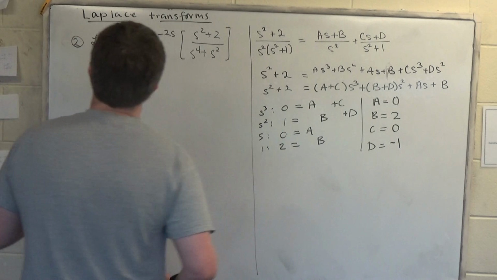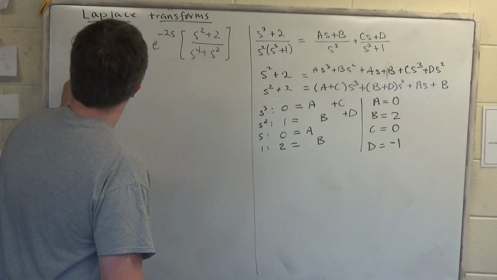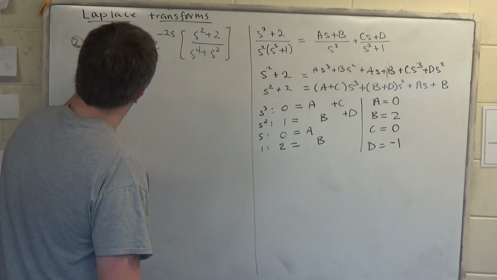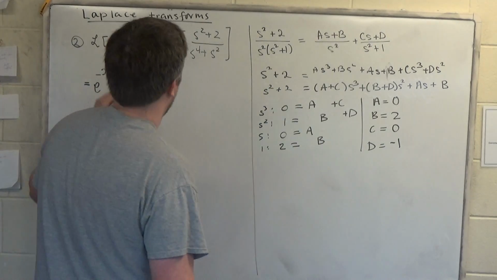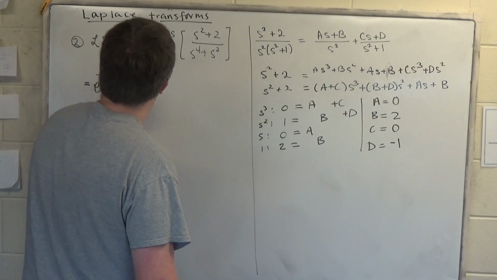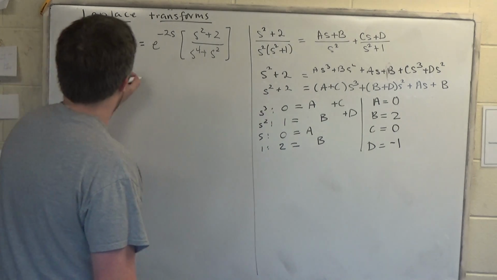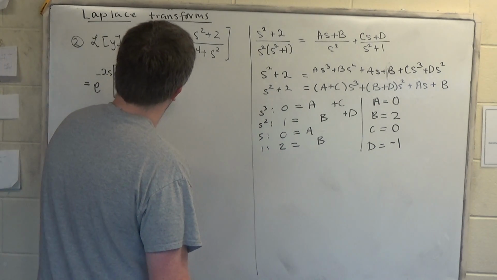So what that tells me is that my Laplace transform is e to the -2s times, let's see, b is 2, so 2 over s squared minus 1 over s squared plus 1.